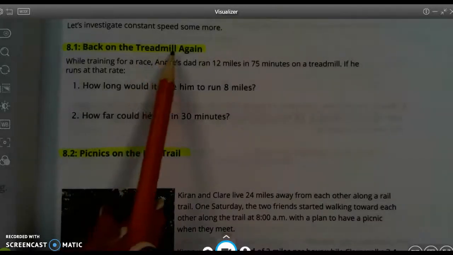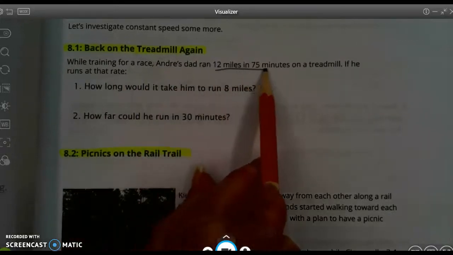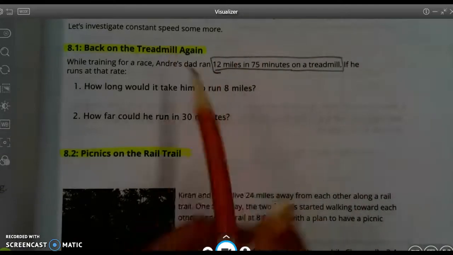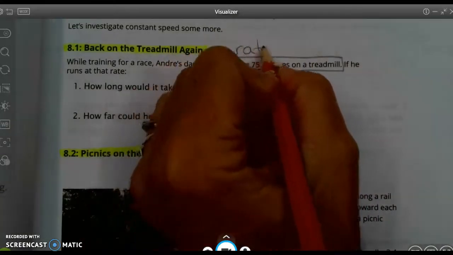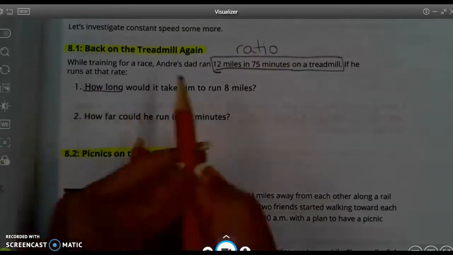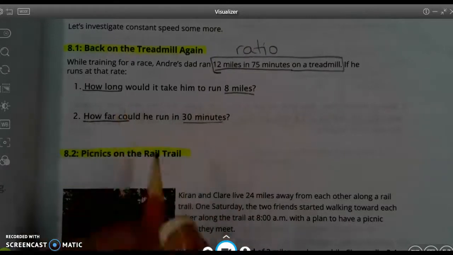Alright, back on the treadmill again. While training for a race, Andre's dad ran 12 miles in 75 minutes on a treadmill. So I'm going to box that in and label that as our ratio. So if he runs at that rate, how long would it take him to run 8 miles? And how far could he run in 30 minutes?